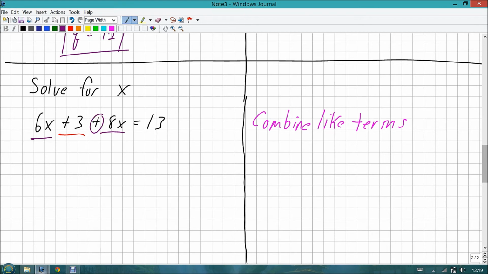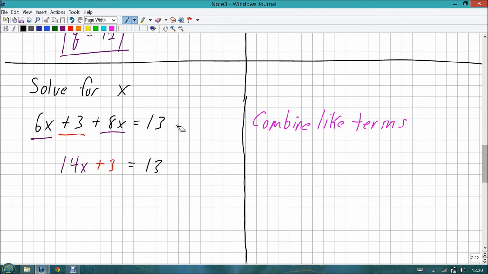Notice that we are adding an 8x to a positive 6x, so then we would add them together. 8 plus 6 is, of course, 14. So we have 14x plus 3 is equal to 13. Now note we didn't do anything on this side of the equation, mainly because there wasn't anything to do. 13 is by itself. It has no like terms. It's kind of lonely. So let's see if we can't bring number 13 some friends.